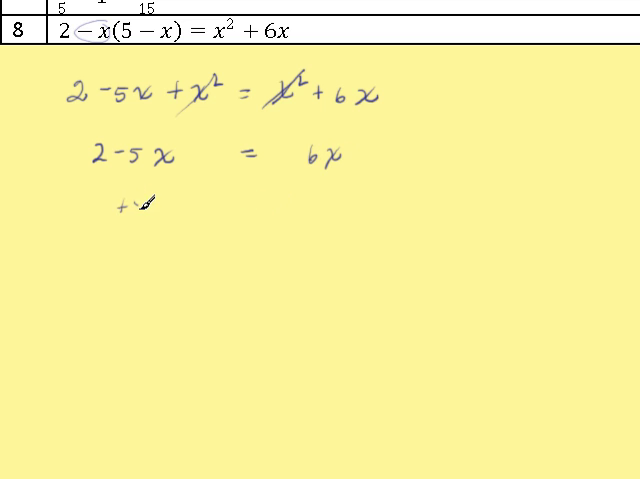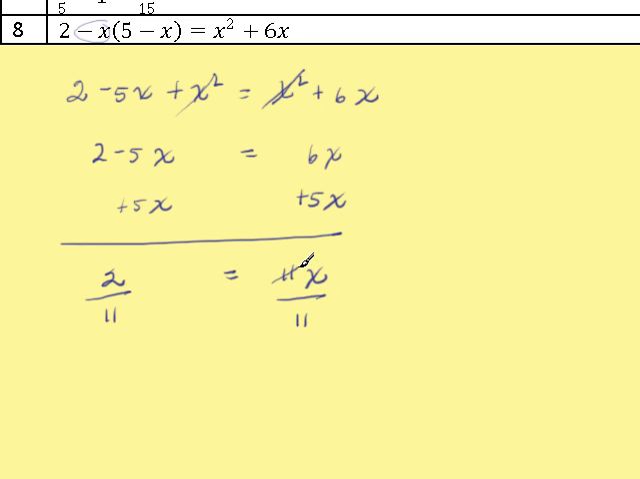Now let's add 5x to both sides, consolidating the x's. And we have 2 is equal to 11x. And now divide by 11. And x is equal to 2 over 11.